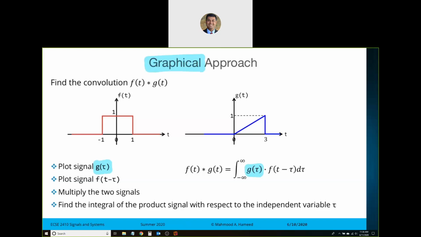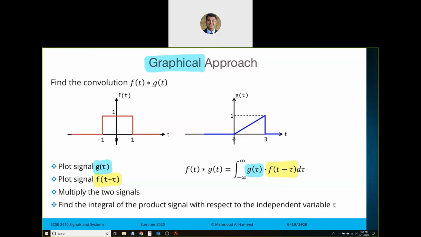Next, we would also need to do f of t minus tau. So you start with f of tau, then you flip it, you get f of minus tau, then you add t to it. So you sketch f of t minus tau. Then you multiply the two signals because you are multiplying there. And then once you multiply, you integrate over all that overlapping region. So find the integral of the product signal with respect to the independent variable tau. Over here, the independent variable is the tau.